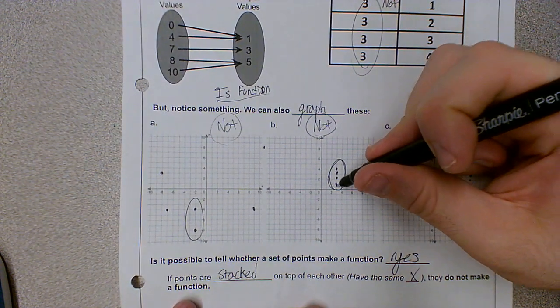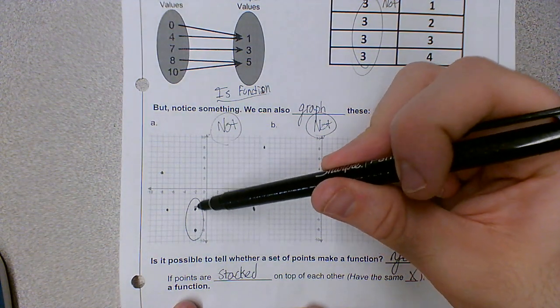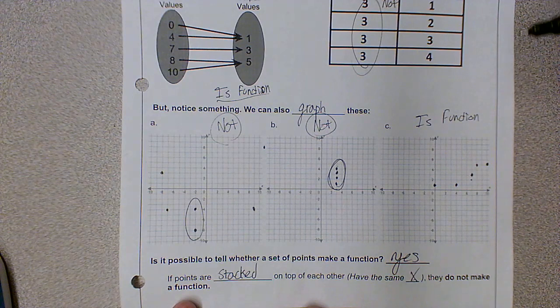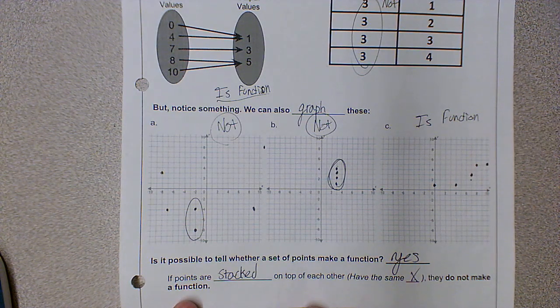If you see a graph and any number of points are stacked on top of each other, it is not a function. See here, none of the points are stacked on the same X value. They're all in different spots. Therefore, it is a function. You're looking for stacked points.